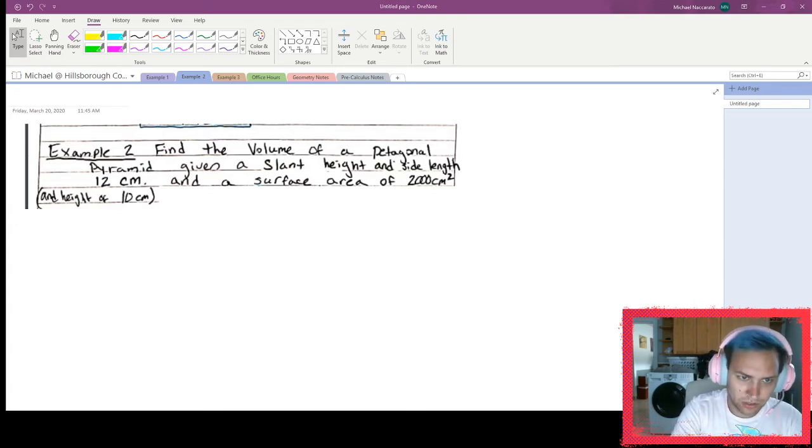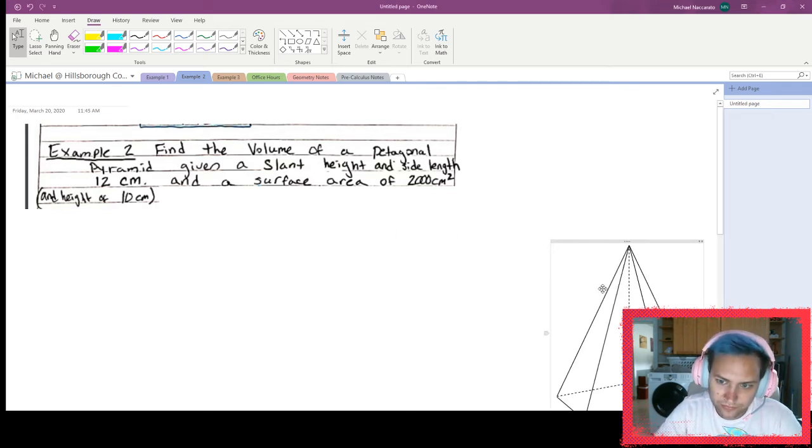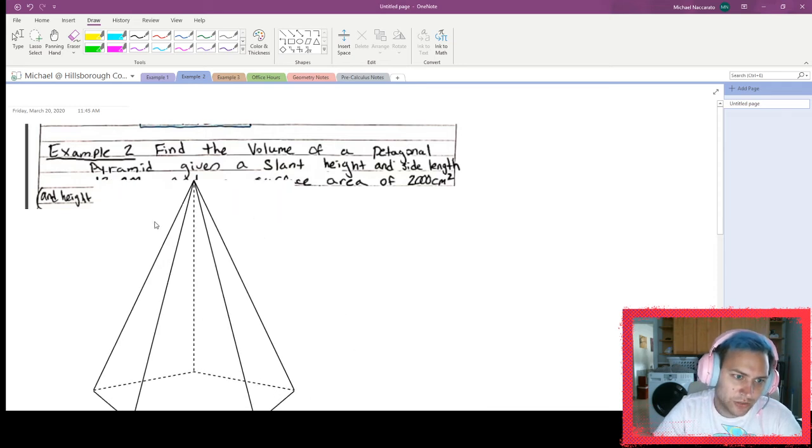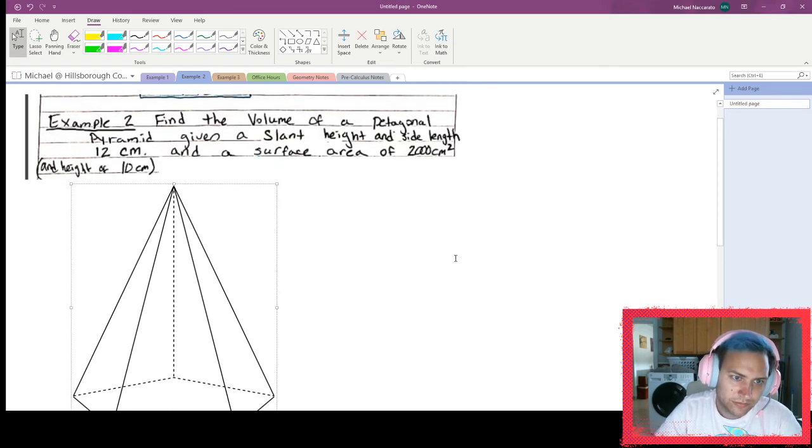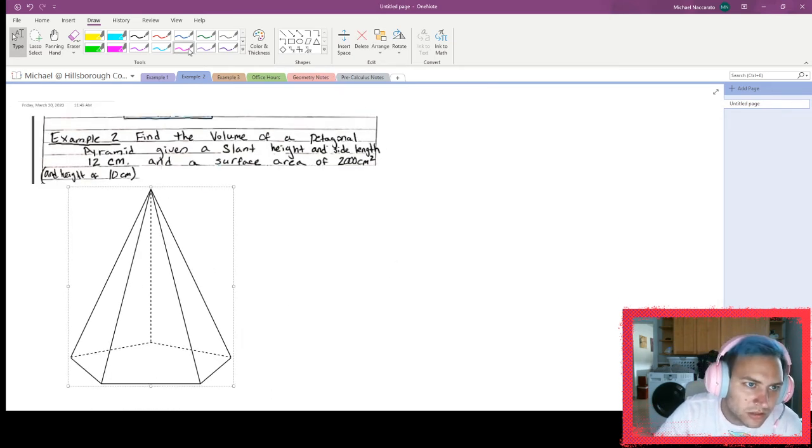So again, let's pull up a picture. This is a pentagonal pyramid. So it means we're going to have a pentagon on the bottom that goes all the way up top and makes a single point. Incoming. There it is. Okay. So you would draw this picture the best you could. Zoom that out just a little.